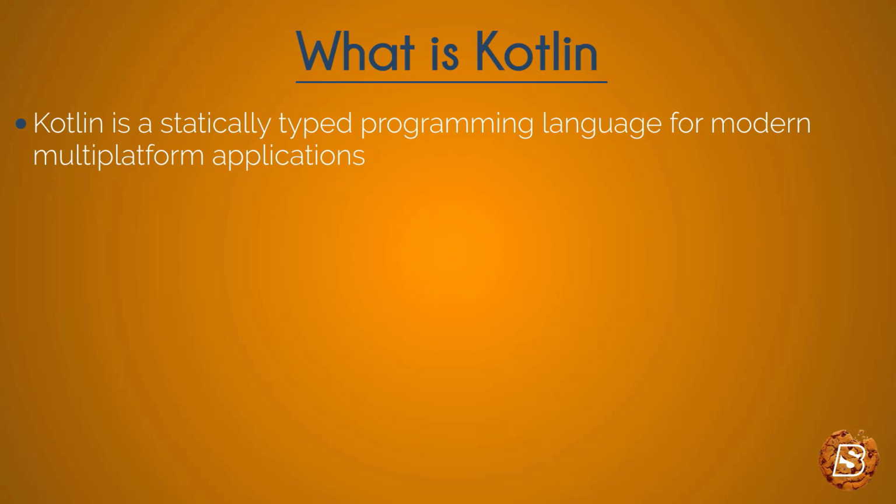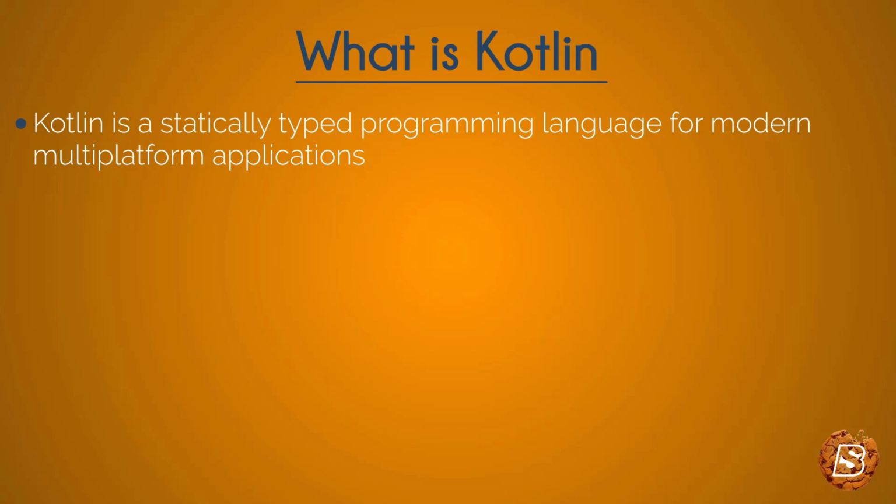Now, Kotlin is a statically typed programming language for modern multi-platform applications. When I say statically typed, we mean a language where the type of a variable is known at compile time. For instance, if you are aware of some of the languages like Java, C, C++, they are all statically typed languages. Now, Kotlin offers type inference as well.